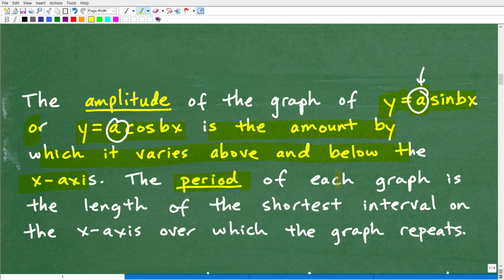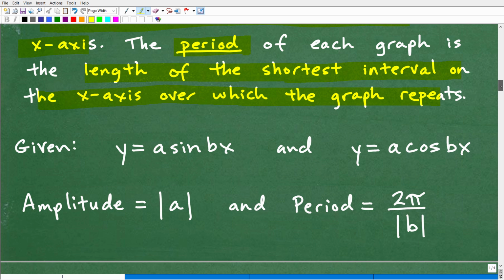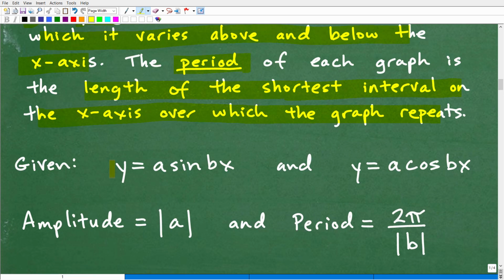The period of each graph is the length of the shortest interval on the x-axis on which the graph repeats. Just some basic review, basic concepts. So here, given an equation y equals a sine bx, or y equals a cosine bx, we'll throw cosine in as well because they pretty much work the same way. If you know how to do sine problems, you can just do the same. It's the exact same steps for cosine.